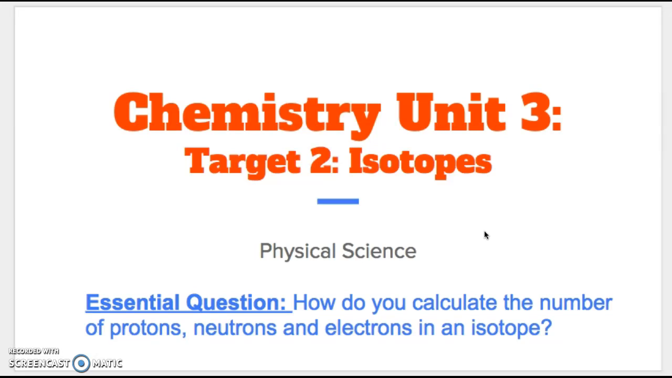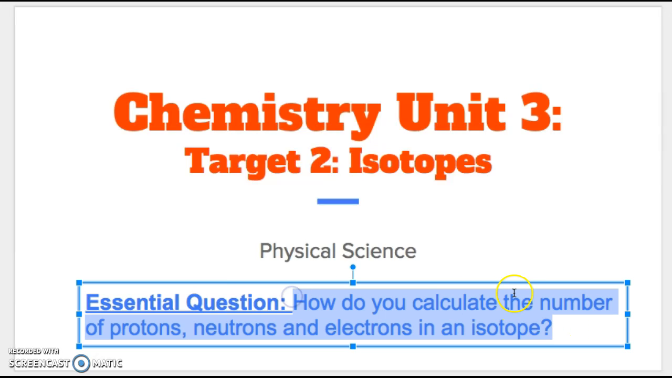Your essential question is, how do you calculate the number of protons, neutrons, and electrons in an isotope? So right here, how do you calculate the number of protons, neutrons, and electrons in an isotope? Notice this word isotope is a new word for us, so that's something you should be looking for and paying attention to. You already know protons, neutrons, and electrons from what we've talked about before. Our verb is calculate, so that means we're going to be doing a little bit of math, we're going to be talking about numbers, and you're trying to pay attention to those.